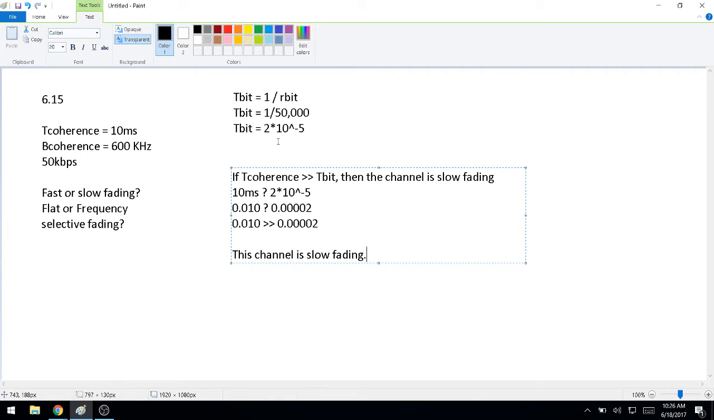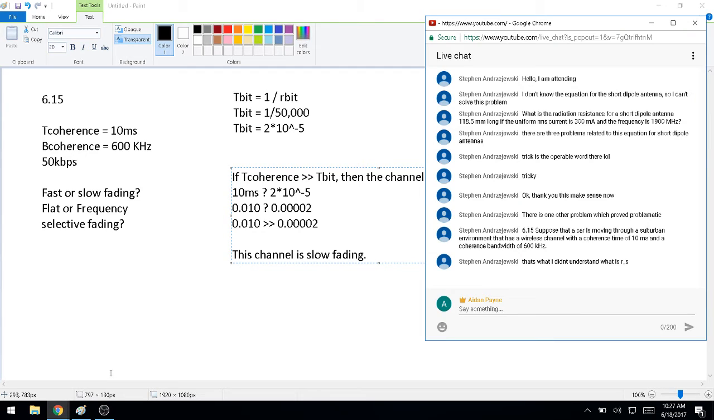And so we can send these bits without having too much trouble, and that's basically what the coherence time is telling us. Because on page 109 in the book, the coherence time is the time that the channel stays relatively constant. So if we can get a large number of bits sent while the channel is relatively constant, it's not going to fade very quickly, because the conditions are staying the same for a significant amount of time, longer than we need to send a single bit.